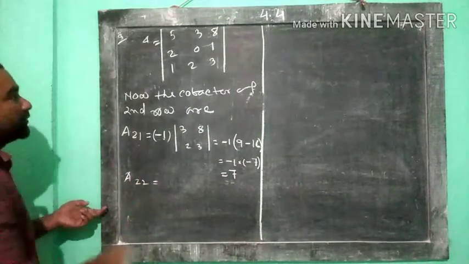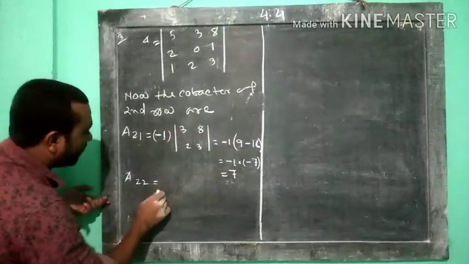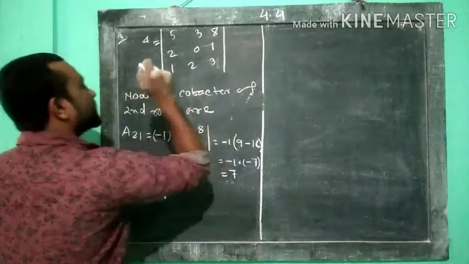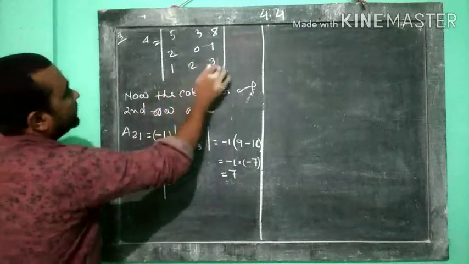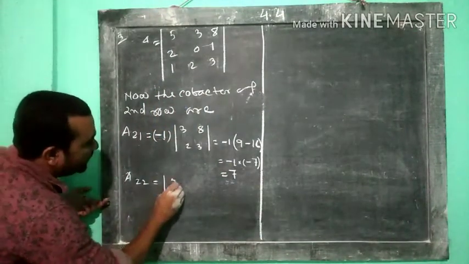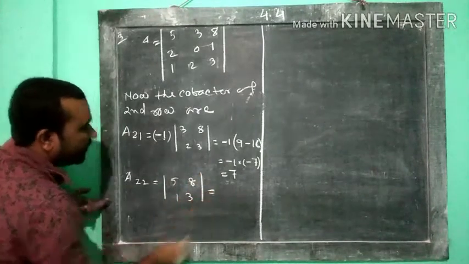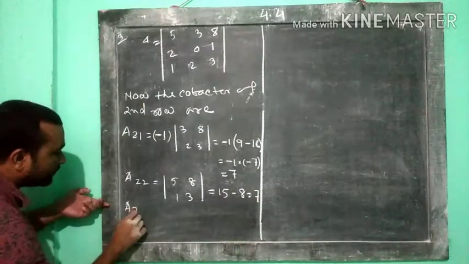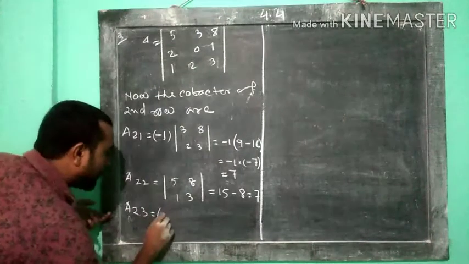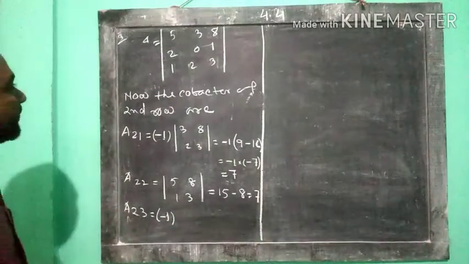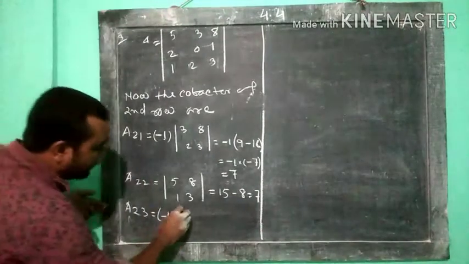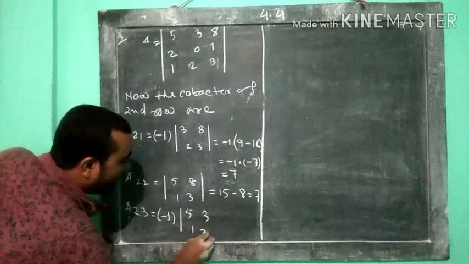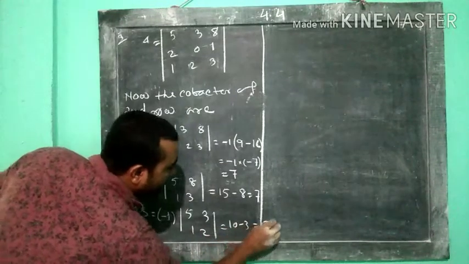The cofactor of A22 is, the sign should be positive. Cancelling this row and this column, the remaining are 5, 8, 1, 3. Then this is equal to 15 minus 8, equal to 7. A23, the sign should be negative here, because 2 plus 3 is 5, an odd number. Cancelling these, we get 5, 3, 1, 2. 10 minus 3 equals 7.